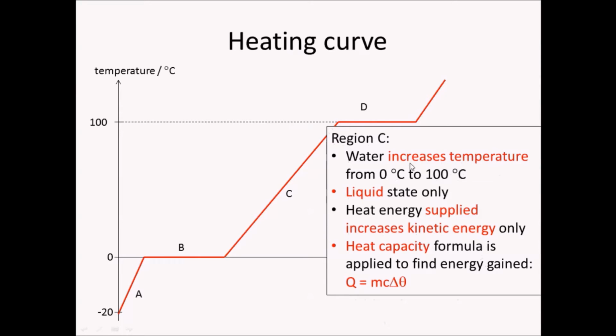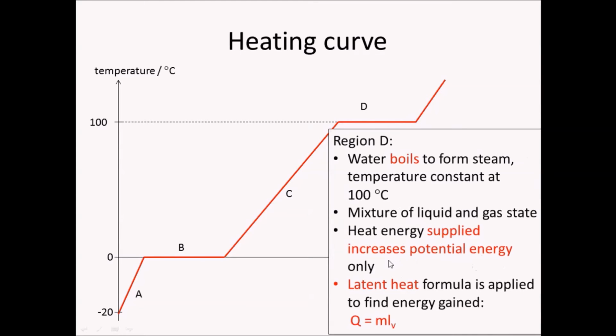Let's go to C. For C, water increases in temperature again from 0 to 100 degrees. It is in the liquid state. The energy supplied is used to increase the kinetic energy again. So now it's kinetic energy again. And then the heat capacity formula is applied again: Q = mcΔθ.